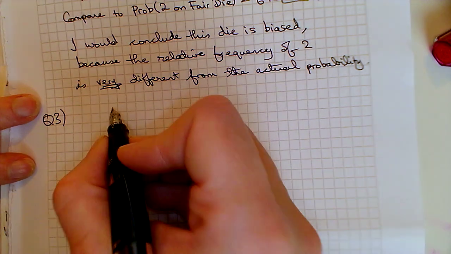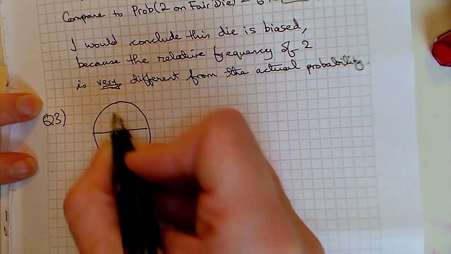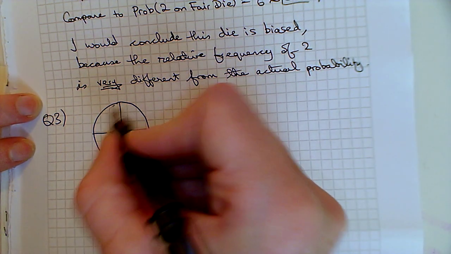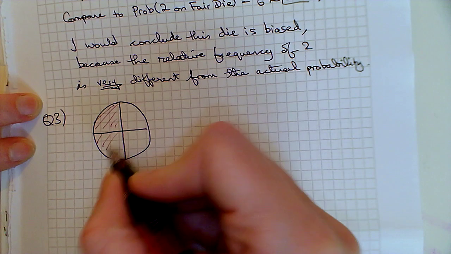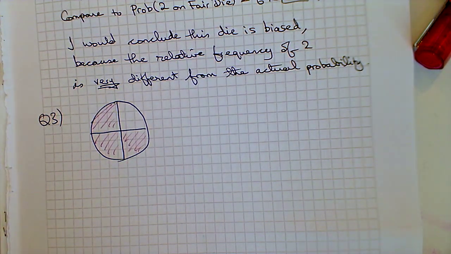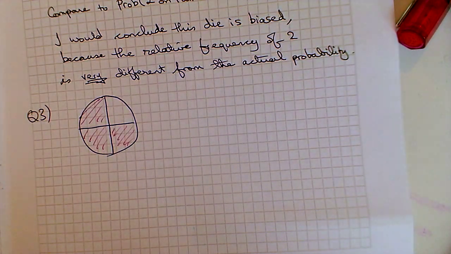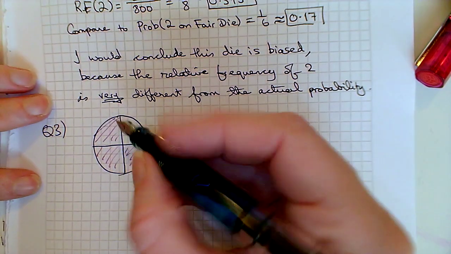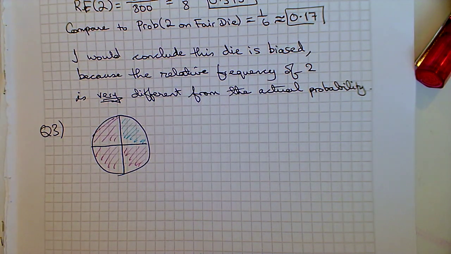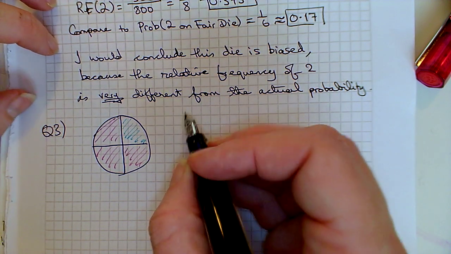Next, we had question 3, and there was a diagram shown in the book with 4 segments drawn in, and 3 of them were shaded in red. It's going to be pink because that's the pen color I have, and 1 of them was shaded in blue, like this. So they asked us, what color would you predict the spinner is more likely to land on?